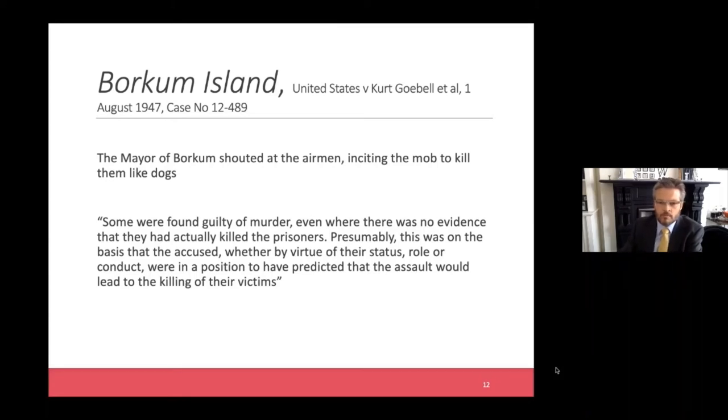The ICTY Appeals Chamber presumed that the distinction in verdicts was because some of the accused, whether by virtue of their status, role or conduct, were in a position to have predicted that the assault would lead to the killing of their victims. An alternative explanation may simply have been that the court found that all participated in the assaults, but only some defendants, such as the mayor who incited the mob to kill them, shared the intention to commit murder. Again, Borkum Island provides no sound basis to find that customary international law attaches criminal liability for offences committed by others outside the common design and based on foresight alone.